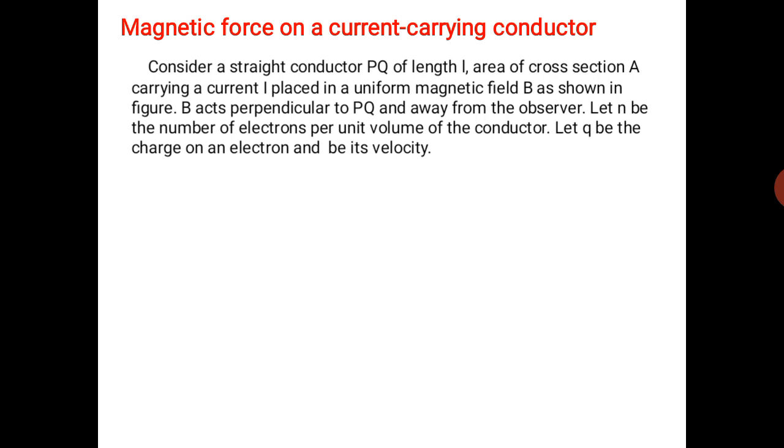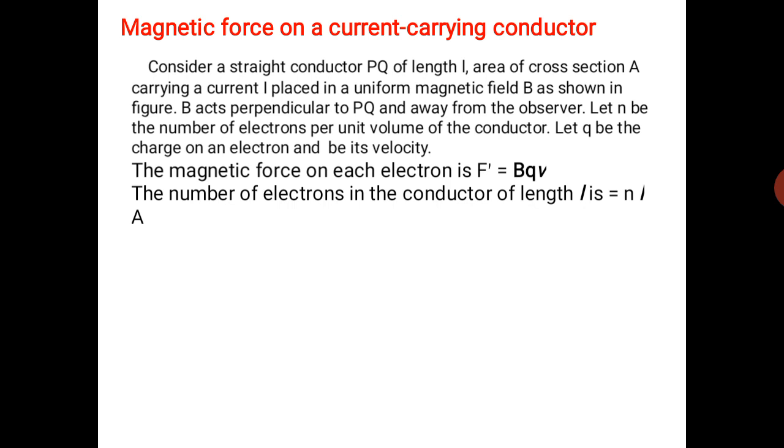Let Q be the charge on an electron. Charge of the electron is Q, or you can say E also, no problem. And let v be its velocity. So now the magnetic force on each electron is F equal to QvB. This force is on a single electron, remember.